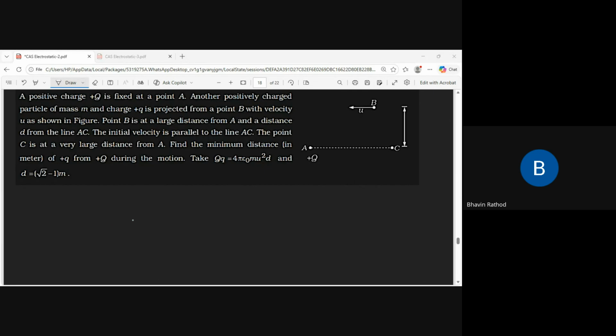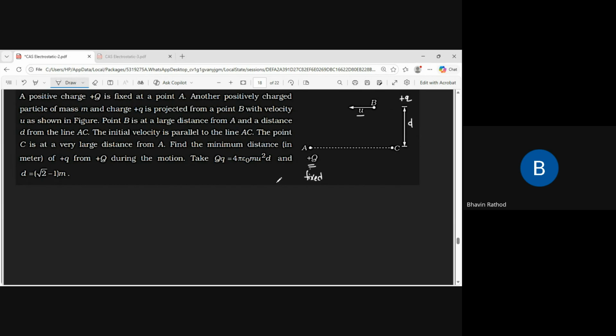Okay, let us see how we can solve this. Here we are given two positive charges, out of which this capital Q is fixed here. And in the beginning, small q is at a very large distance. This distance over here we are given as d, right? And the distance A to C is practically infinite. So from that infinite distance, small q is projected with a velocity u parallel to the direction A to C. We want to find out that in the subsequent motion, what will be the closest that small q will get to the capital Q.